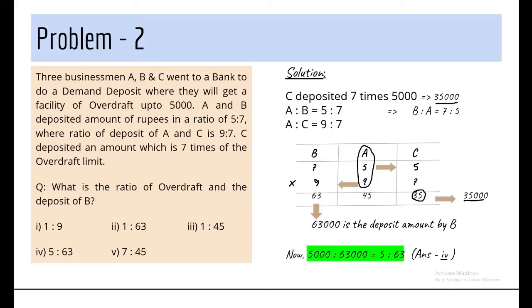We just need to find out the deposit of B, and the deposit of B is 63 units. So if 35 unit means 35,000, 63 unit means 63,000. So that is the deposit amount by B. So the ratio of overdraft and the deposit of B is 5,000 is to 63,000, that means 5 is to 63, and the answer is 4.